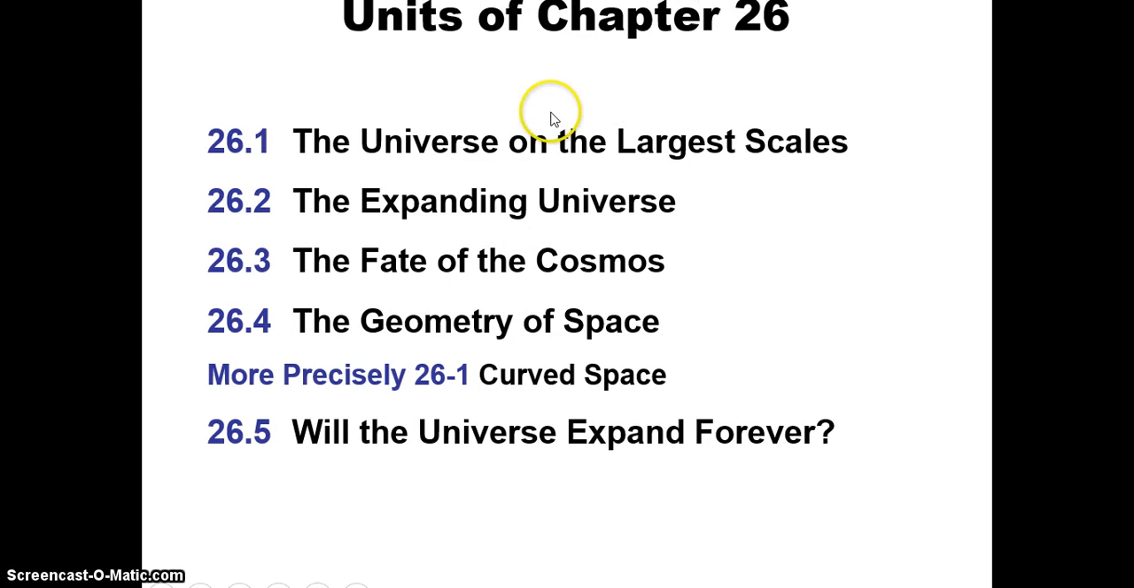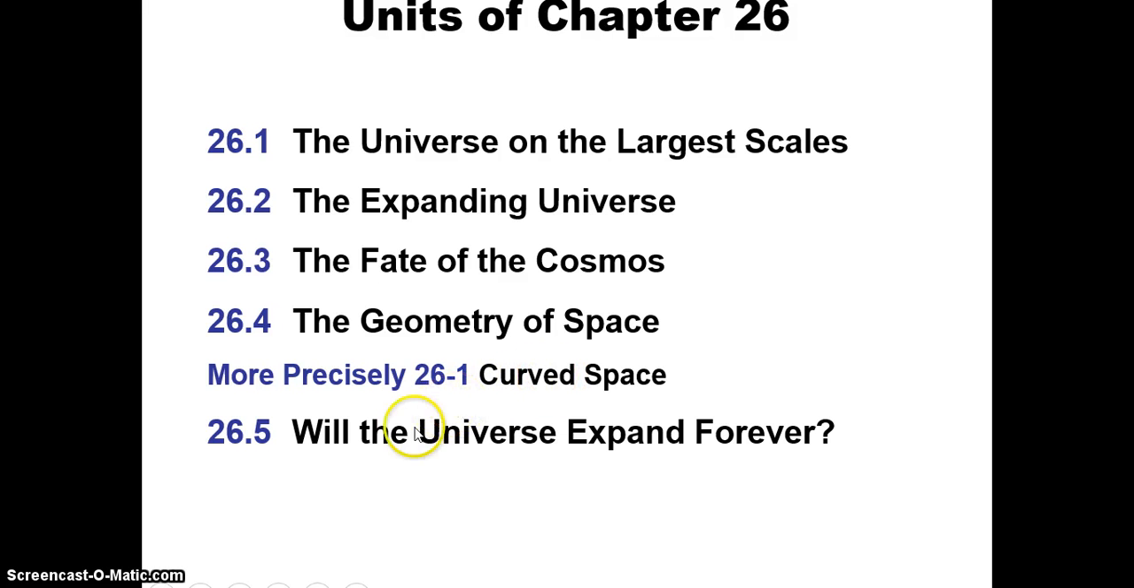All right, so these are the different topics we're going to cover: the large scales, the expanding universe, what's going to happen to the universe. Will it continue to expand forever, or maybe it'll collapse down on itself? What is the geometry of space? And some of these ideas, especially the geometry of space, to really go into it requires a level of understanding of Einstein's theory of general relativity, which is quite complicated mathematically, and we're just going to touch the surface of that anyhow, so to speak.